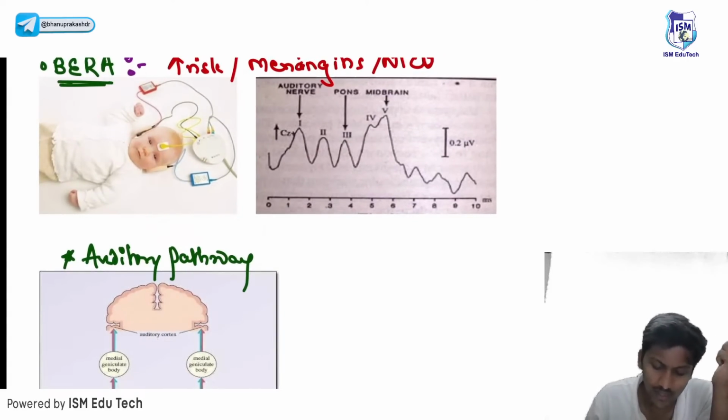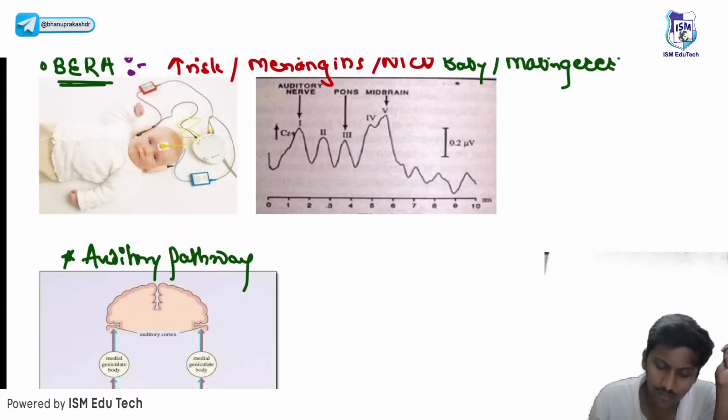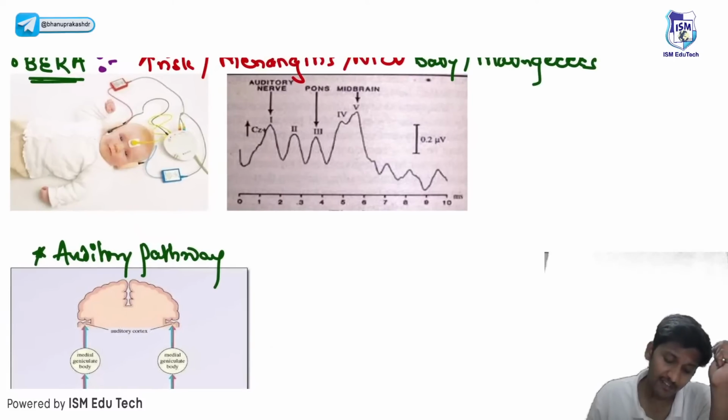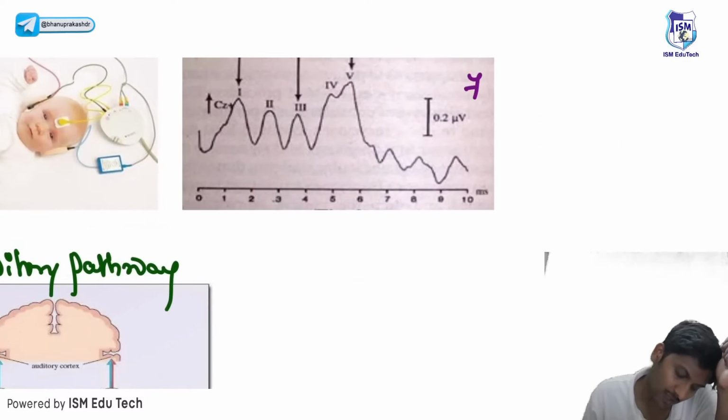So high risk, meningitis, NICU babies, and definitely in malingerers also. That means who are lying. Okay? On BERA, definitely you will get how many waves? On BERA, you will get 7 waves.